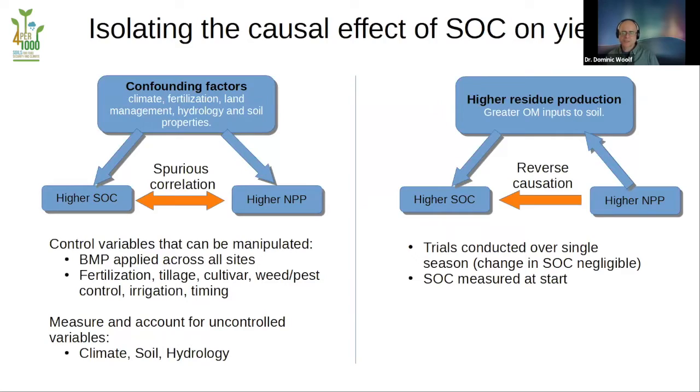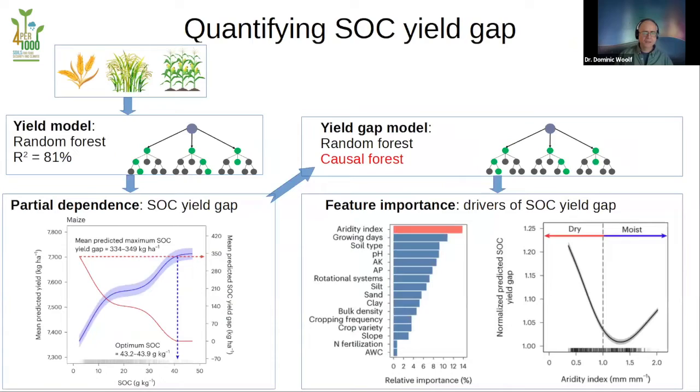Because the trials were conducted over a single season, there really wasn't any opportunity for this reverse causality to feature in the data. We measure soil organic carbon levels at the start, and they are essentially unchanged over the period of the season under which the trials are undertaken. So this is why this data was really a godsend, to be able to get this sort of amazing amount of data.